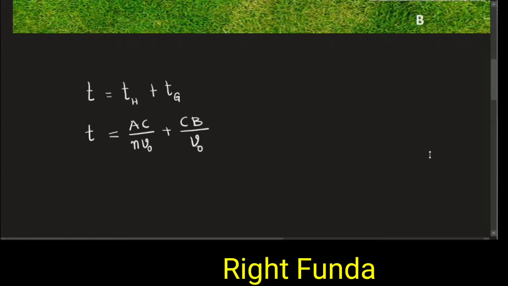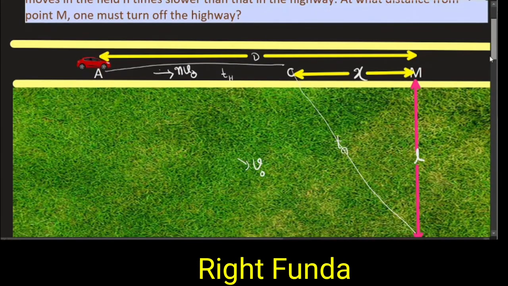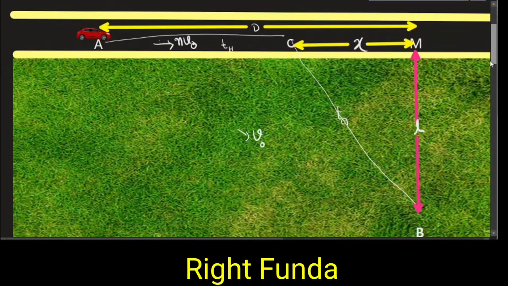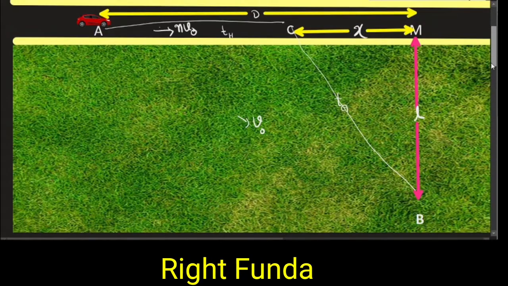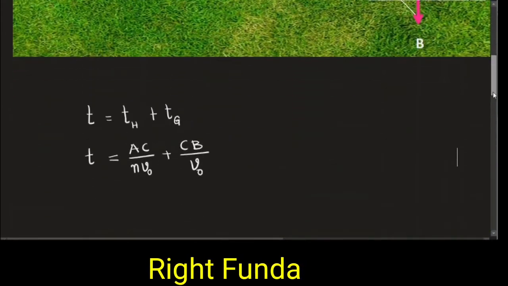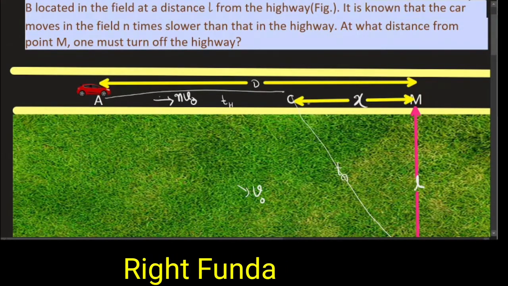So how much distance is traveled? A to C, it has traveled in the highway. So I have written this one, AC by the speed in the highway, plus CB by the speed in the grass field. So I have taken v naught as the speed in the grass field, so n v naught in this one. So what is AC? You want to see the AC. What is x there? I have taken this A to C is equal to D distance and C to M is equal to x distance.